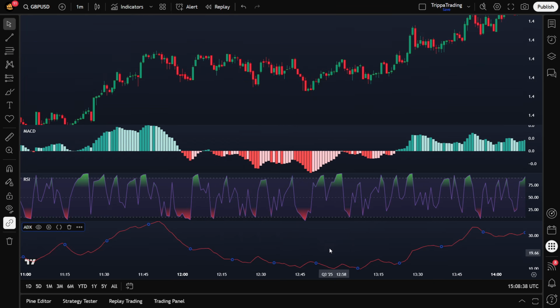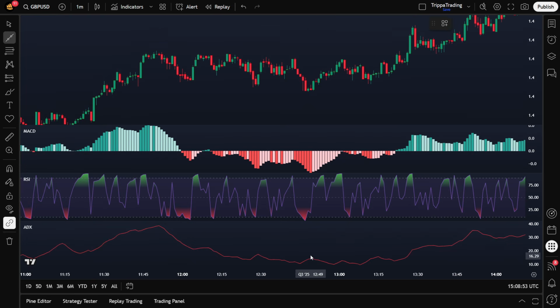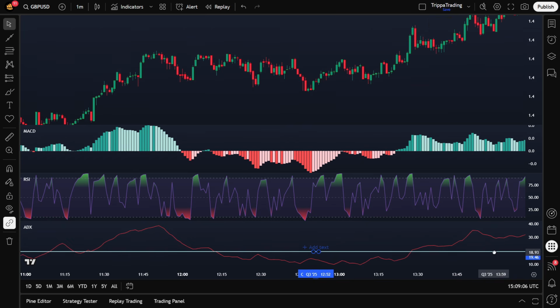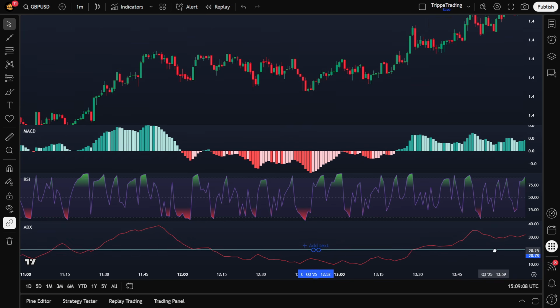Before entering any trade, whether it's a buy or a sell, check if the ADX value is above 20. If it is, it means there's enough trend strength for the setup to work well. If it's below 20, skip the trade because the market might be ranging or too weak to follow through. This simple confirmation step will help you filter out most of the weak signals and boost your overall win rate.